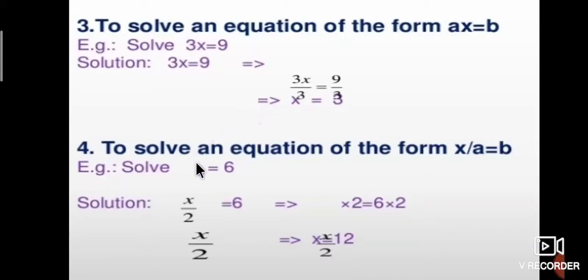Next one is to solve an equation of the form x by a is equal to b. Solve x by 2 is equal to 6. Then multiply 2 on both sides. x by 2 is equal to 6 into 2. The 2s get cancelled. x is equal to 12 is the solution.